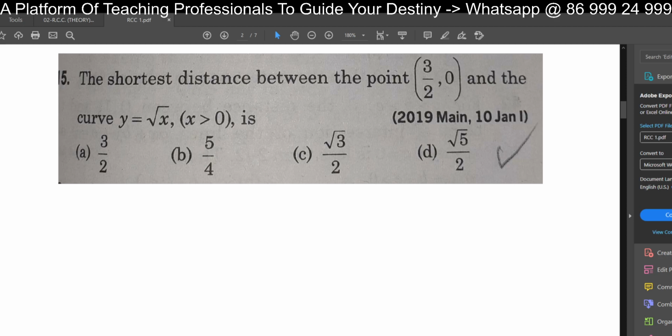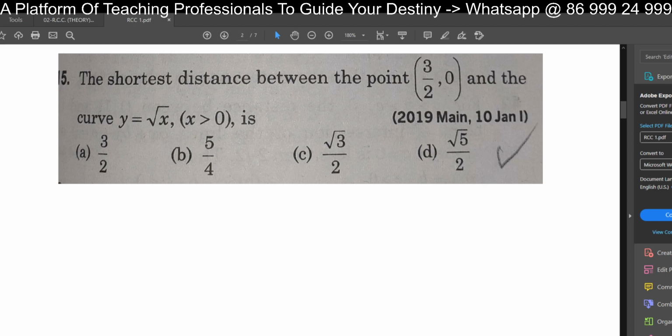I'll take it as a point A, as A square comma A. Point A is A square comma A, please. Let me say the given point as P, which is 3 by 2 comma 0.